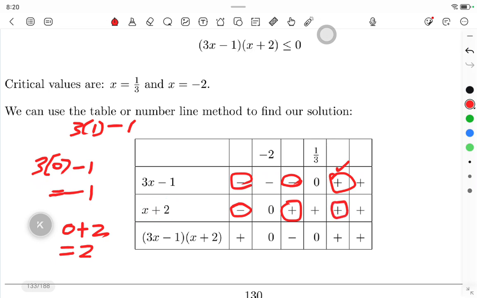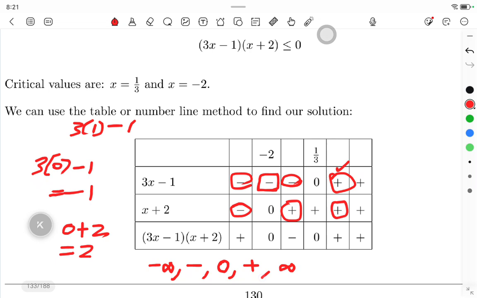Then we also need to plug in our critical values. Now when I plug minus 2 here, I'm going to get minus 7, and that is a negative. Then I plug minus 2 here, I'm going to get a 0. You must write a 0. The only things which you can write in that table are either a 0, a negative, a positive, or infinity, or minus infinity.